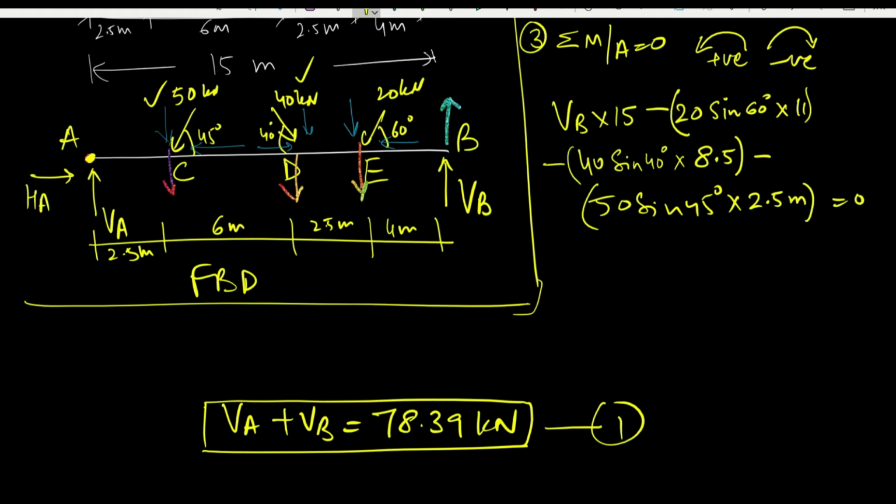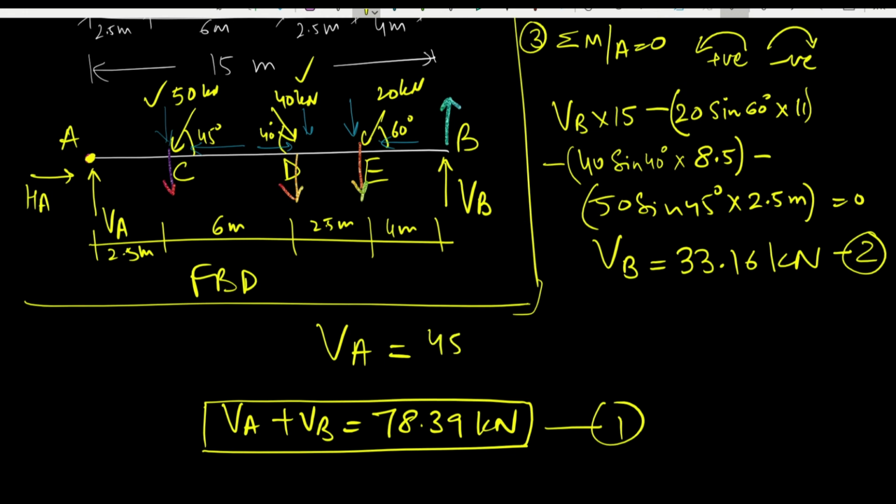So in this equation we have only one unknown, which is VB, and VB will be equal to 33.16 kilonewton, and we already know the value of VB. HA is known to us, and using equation 1 and equation number 2, we can find out VA. So VA will be 45.22 kilonewton. So that's how we can deal with inclined loads.